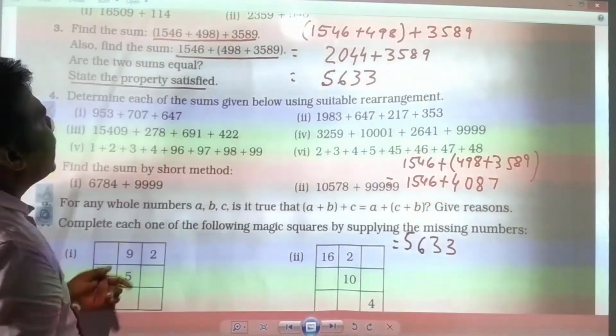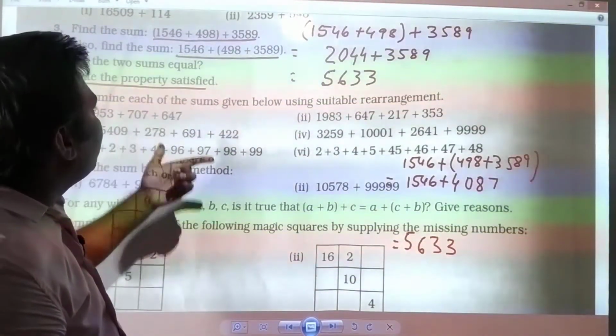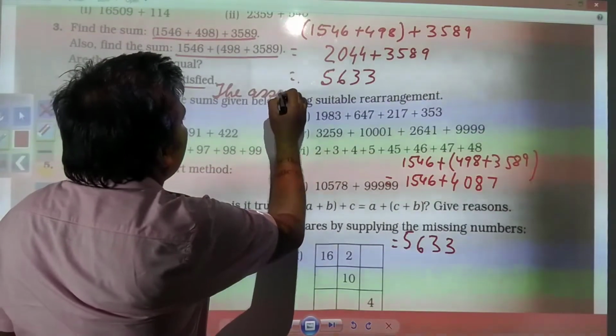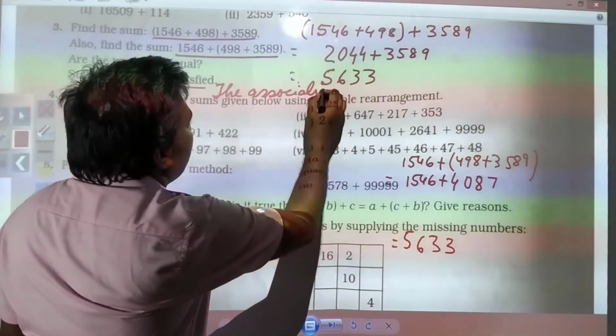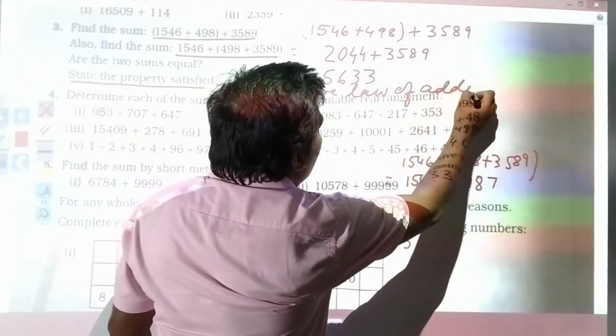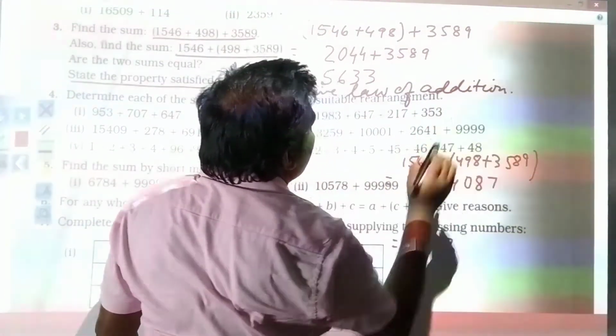State the property satisfied. If you remember which property it was, the associative law of addition of whole number. So this will be your answer.